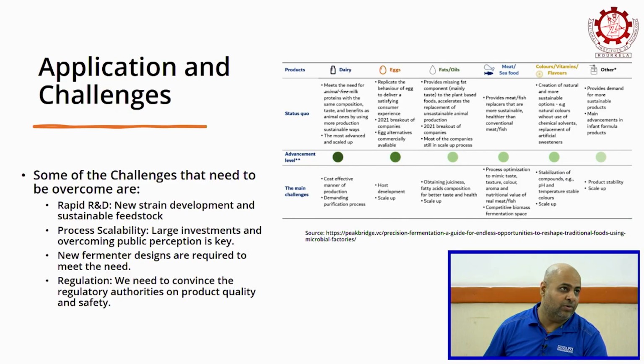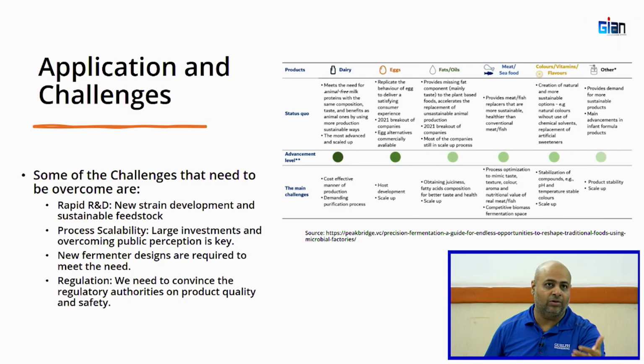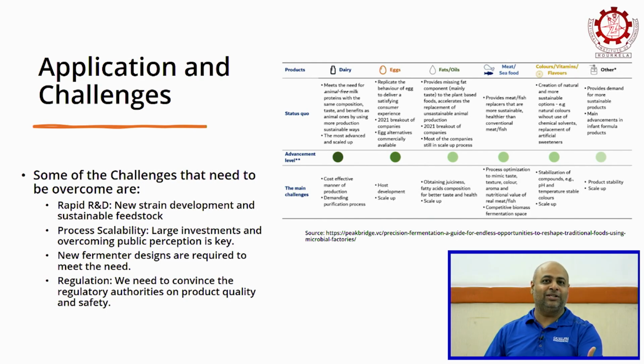Precision fermentation requires recombinant DNA, right? You are basically genetically modifying your organism. So the product that you are producing is coming out from a genetically modified organism. So public perception is, I don't use GMOs. So your product will not have any traction in the market.